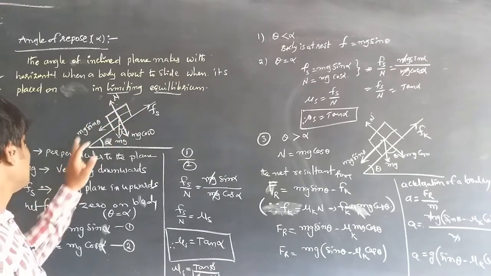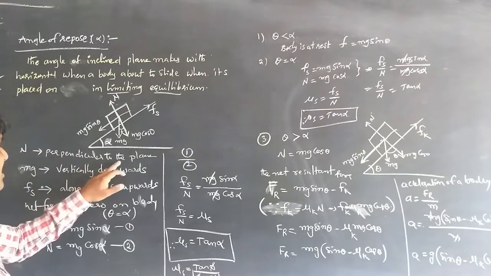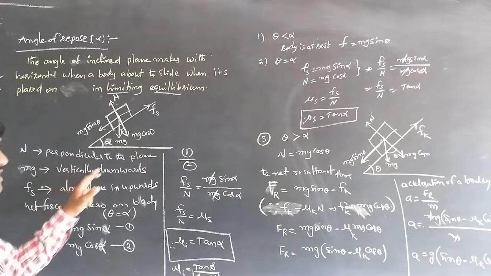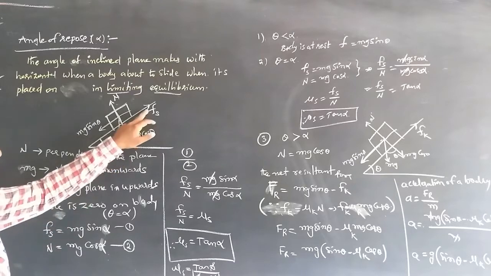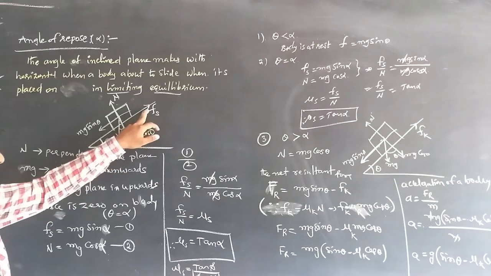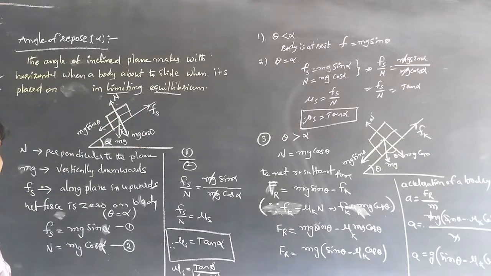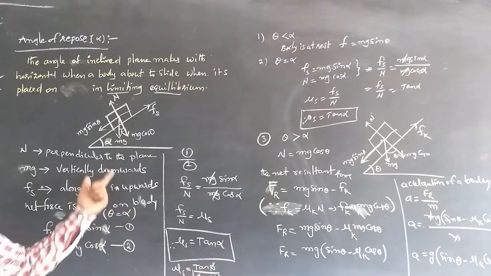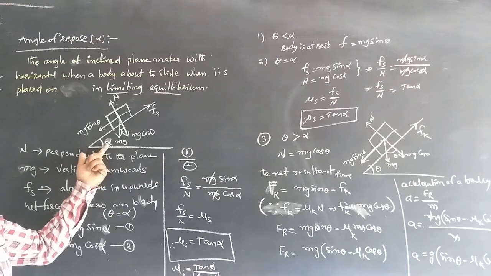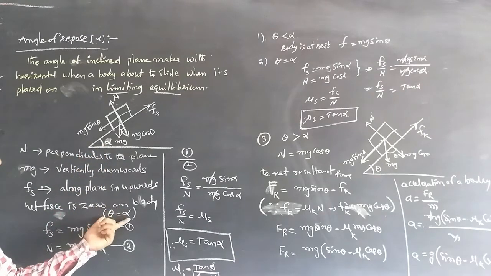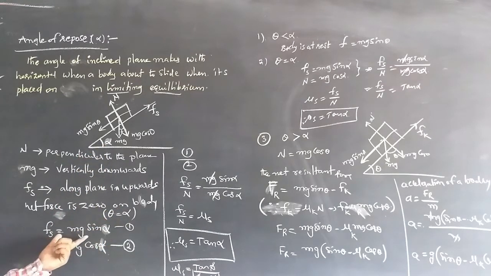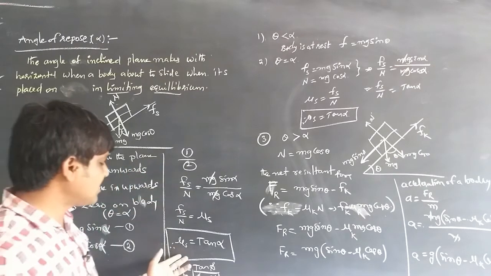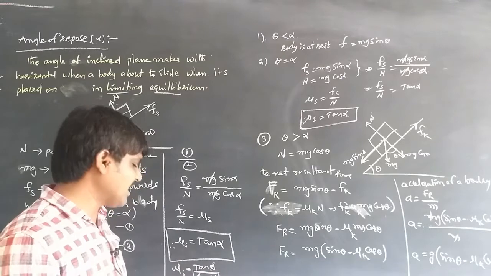And mg cos theta is balanced by the normal reaction. The normal N acts perpendicular to the plane, mg weight acts vertically downwards, and the frictional force acts along the plane in the upward direction. Whenever the net force on the body is 0, theta is equal to alpha, because the angle of inclination is equal to the angle of repose. So Fs is equal to mg sin alpha, N is equal to mg cos alpha, and from these equations we get mu s is equal to tan alpha.